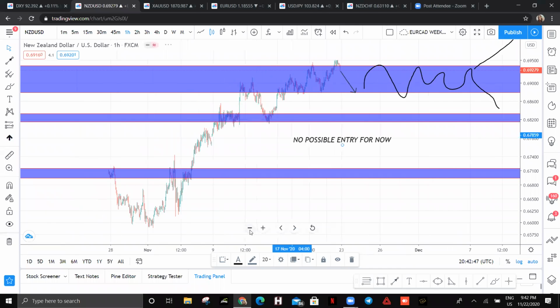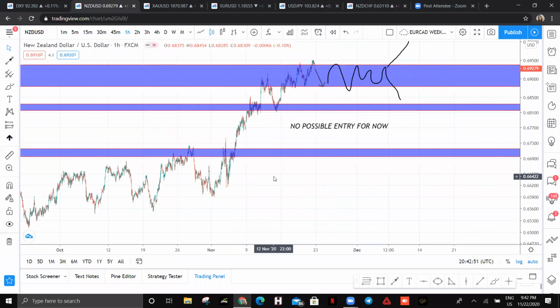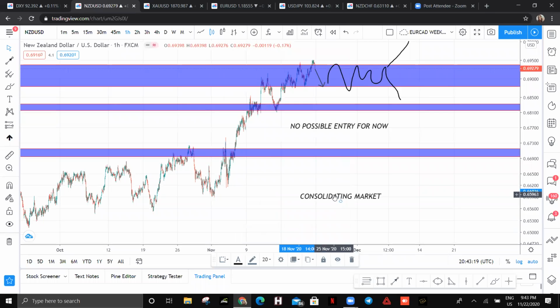So for this NZD USD, I'm not seeing anything here. It's either going to consolidate or to continue going in the upward direction that it's going. But because NZD is strong, and USD from the DXY analysis we have is also going strong, I'm expecting a consolidating market. So this pair, I won't take it.